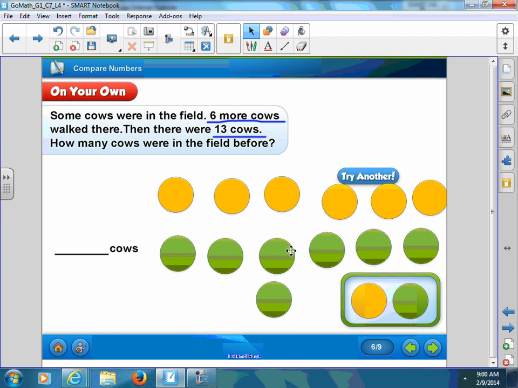1, 2, 3, 4, 5, 6, 7. So there were 7 cows in the field before. What's important to remember is to make sure you look at what we know and what we need to find out.